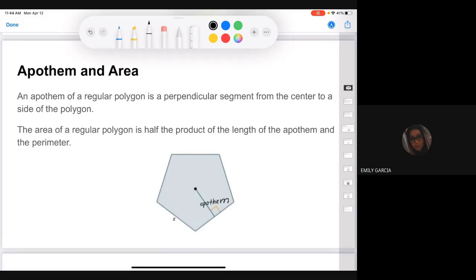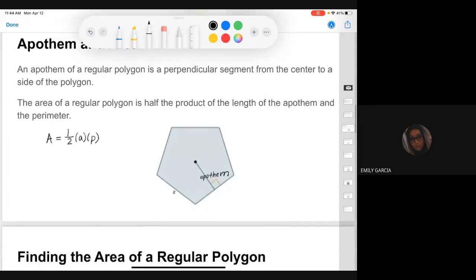Well, given this, what we're able to do is solve for the area. If we are given the apothem, all we have to do in order to find the area is 1/2 times the measure of the apothem times the perimeter. So the area of a regular polygon is half the product of the length of the apothem and the perimeter. And so we'll see how we can find the area given this information.